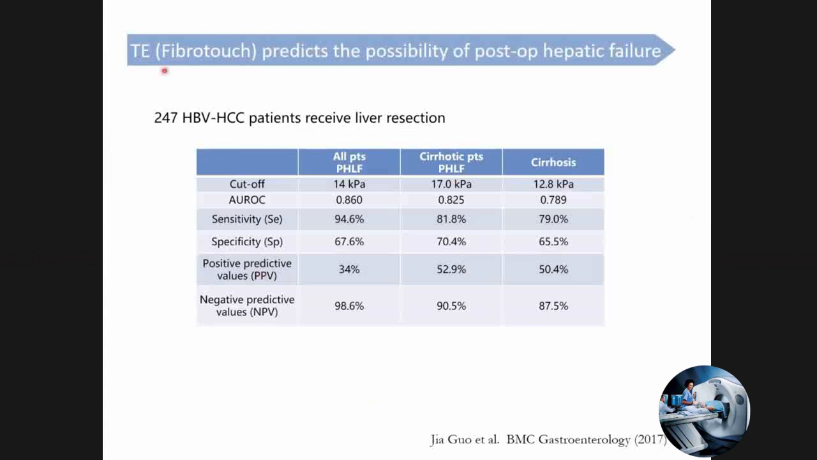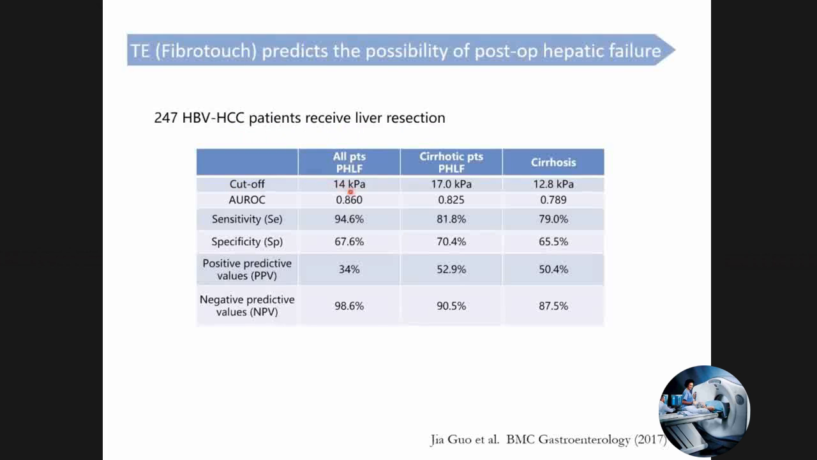TE could also predict the possibility of post-operative hepatic failure. The study enrolled 247 hepatitis B patients with HCC. They received liver resection, and after the operation, we can find the incidence of post-hepatectomy liver failure is related to the liver stiffness. For all patients, you can find the cutoff point is 40 kilopascal.